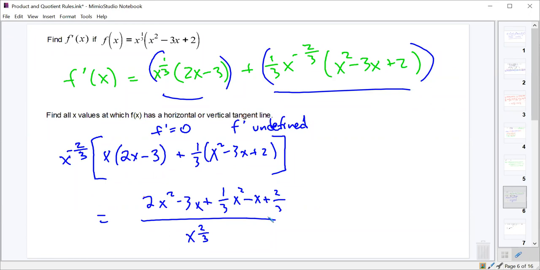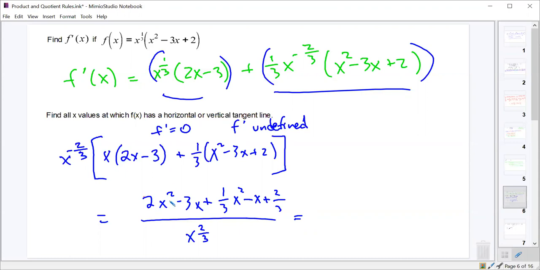Yes. Okay. And having these 1/3 is going to be a little bit of a pain. So could I get a common denominator of 3 for everything in the numerator and then drop that 3 into the denominator? I think I should be able to.